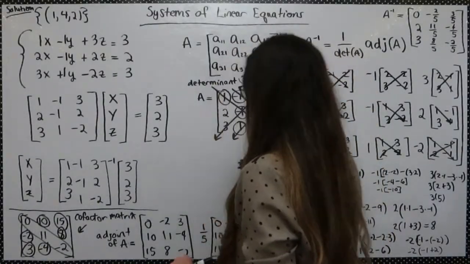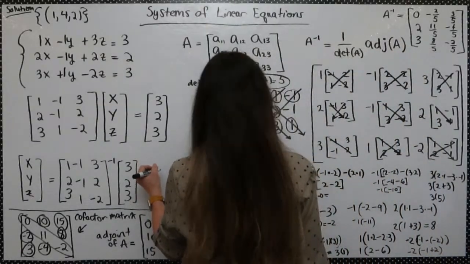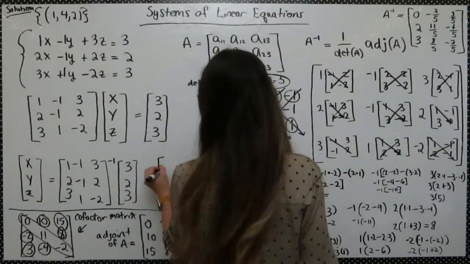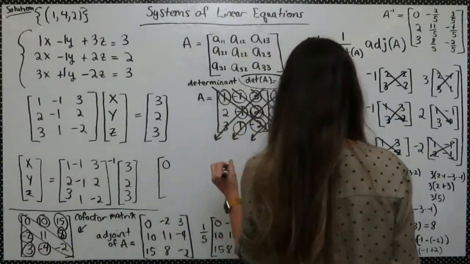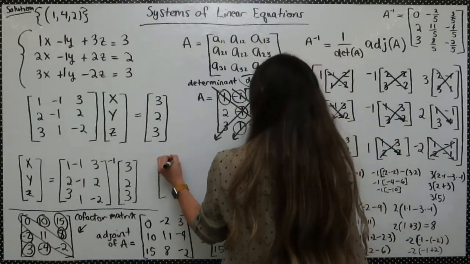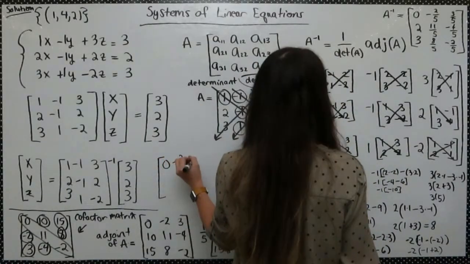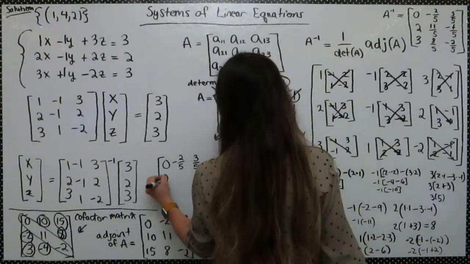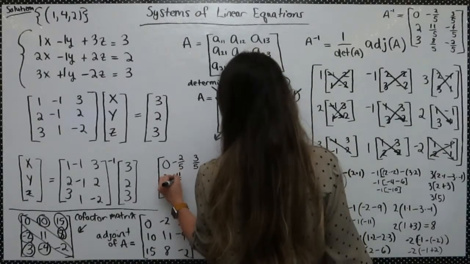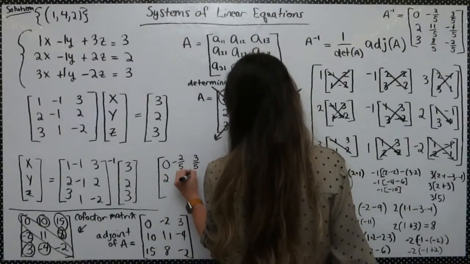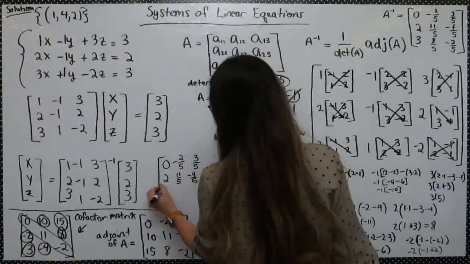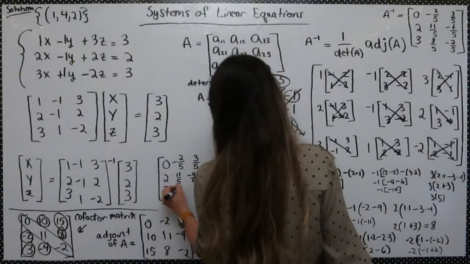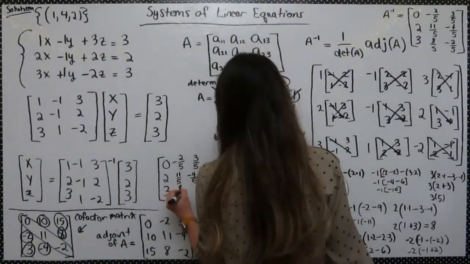All right. So we have 0, 2/5, 3/5, 2, 11/5, -4/5. We got 3, 8/5, and -2/5. Let's see if I can write it where I'm not blocking the board.